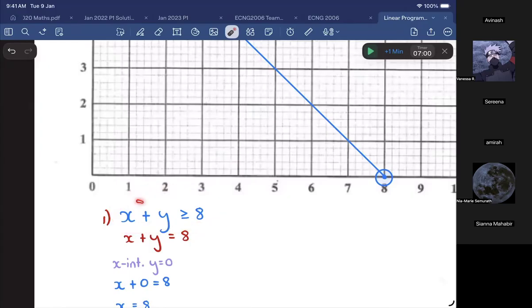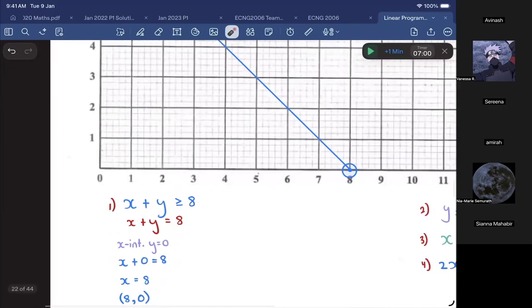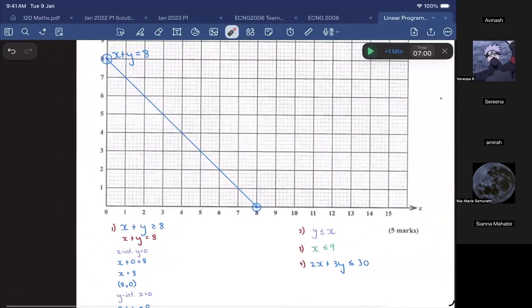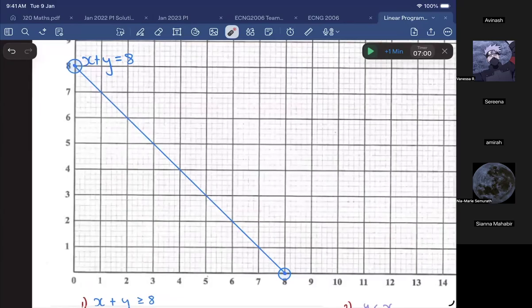So x plus y needs to be what? More than or equal to 8. More than or equal. Right. Let me explain something to you, right? You see this line over here? Any point that you take from this line is going to give you 8 itself.